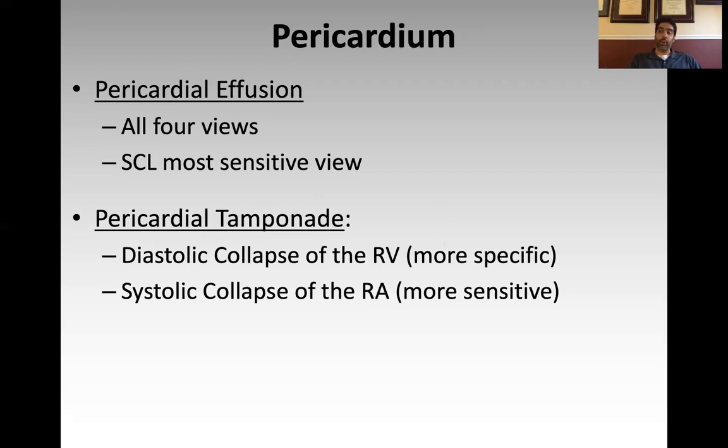More specifically, early diastolic collapse of the RVOT. Okay? Occurring earlier in the course of tamponade, so more sensitive but less specific than diastolic RV collapse, is right atrial collapse during ventricular systole. So remember, the right atrium fills during ventricular systole. So when it's supposed to be filling, it's actually collapsing. So that's more sensitive for tamponade, but less specific. Other things can cause it to happen.